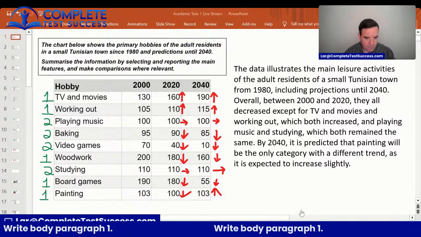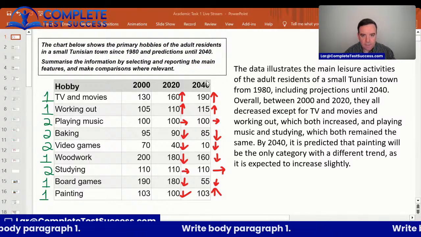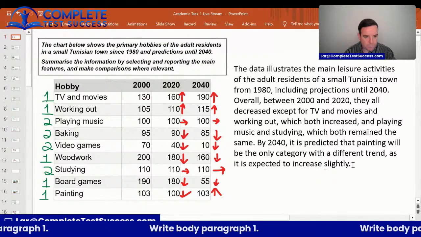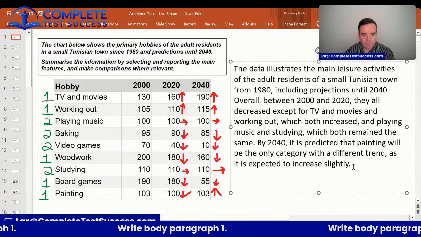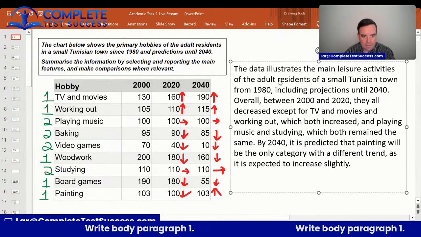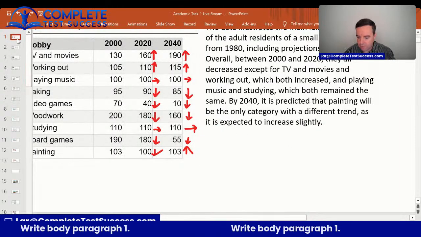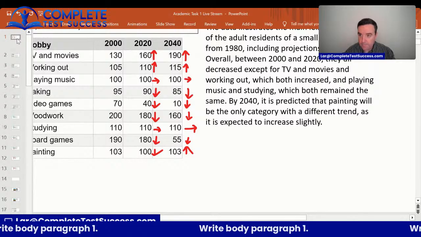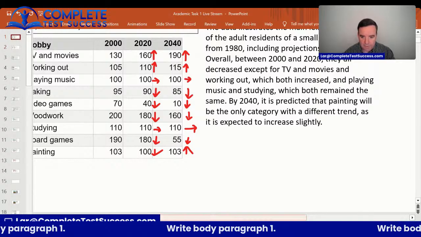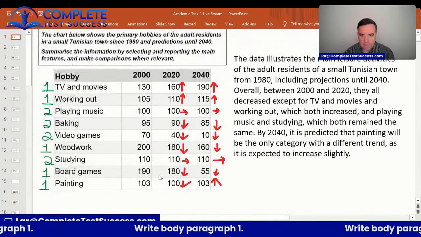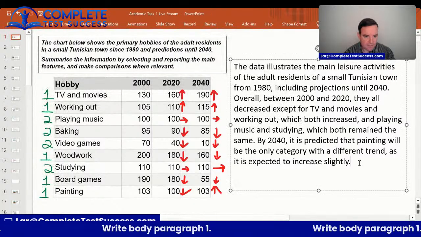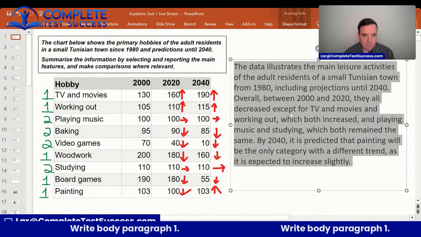Okay, so I'm going to copy that. I'm going to add that to the screen. So this would go here, but we're not going to have space for all of that. So let me just make a copy of this, and I will start writing the body paragraph here instead.